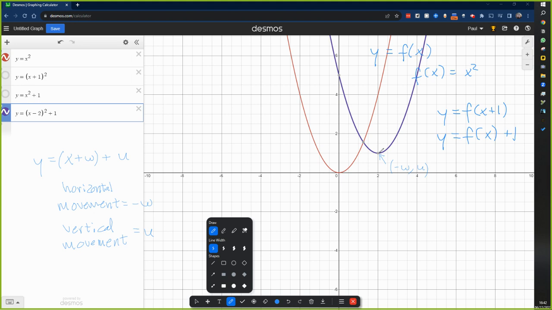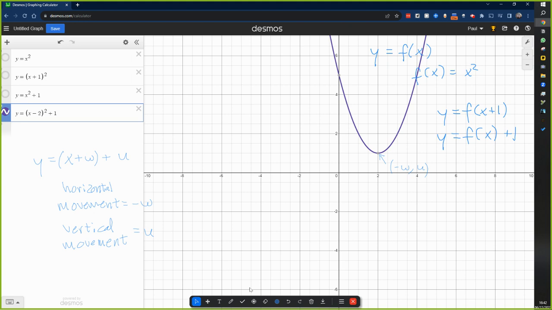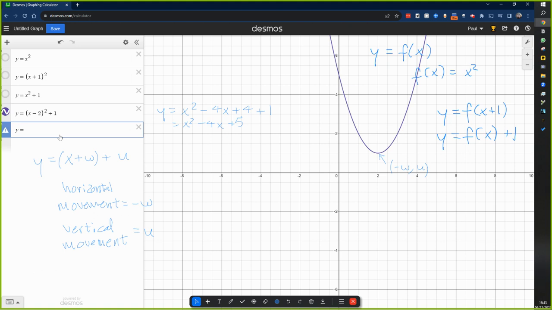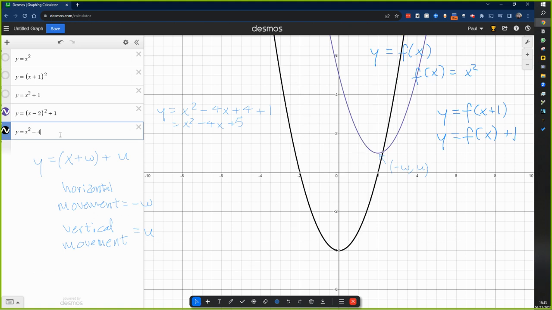Okay, if we expanded out the purple equation, we've got y is equal to x minus 2 multiplied by x minus 2, so that's going to be x squared, minus 4x, then plus 4, and then we've got to add the 1. So x squared minus 4x plus 5. Hopefully, if I've not messed that up, when I write that equation down, y is equal to x squared minus 4x plus 5, it is exactly the same equation, because you can see it's gone over the top of the previous graph.